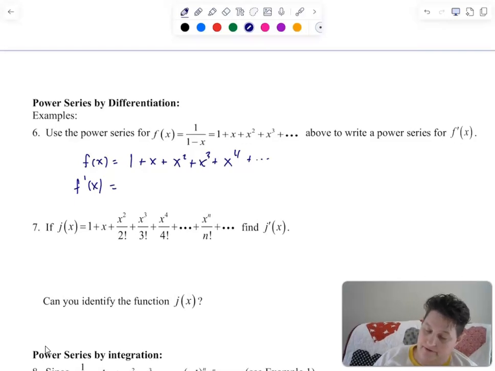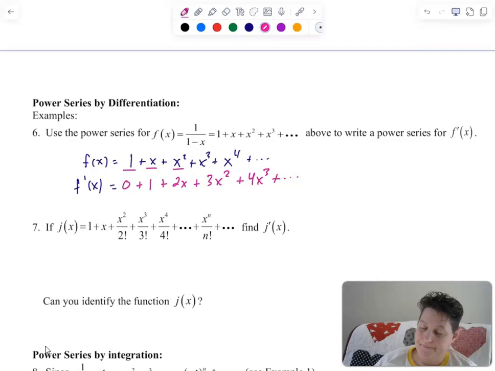Because now, what are the derivatives? Well, what's the derivative of 1? The derivative of 1 is 0. What's the derivative of x? The derivative of x is 1. And then the derivative of x squared is 2x, and then it's 3x squared, and then it's 4x to the third. So I went out an extra term because it started with 0. But anyway, there's my power series for f prime.